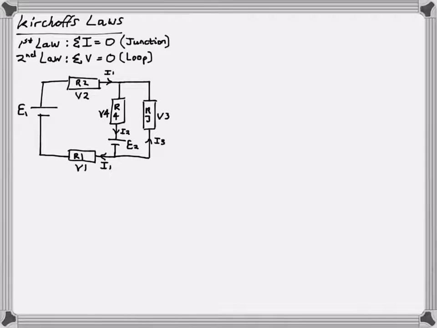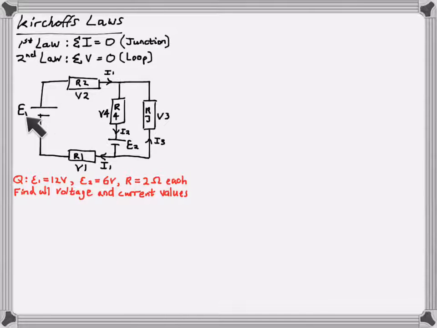So we're going to use a sample question, and we're going to give a value of 12 volts for our first EMF, a value of 6 volts for our second EMF, and then I'm going to say that each of the resistors has a value of 2 ohms each. So now we want to solve the circuit. If you're asked to solve the circuit, that means that you have to find all the voltage and all the current values through each component, each part of the circuit. So we're going to use Kirchhoff's laws to do that.